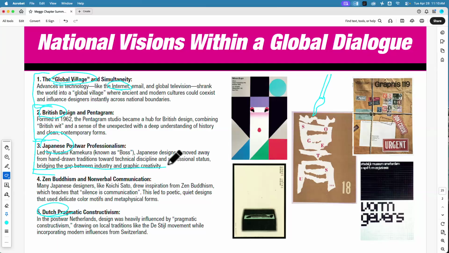Which then moves us into Zen Buddhism and nonverbal communication. Many Japanese designers, Kiyoshi Sato, drew inspiration from Zen Buddhism. Silence is communication. Now we're getting into conceptual design, global dialogue.